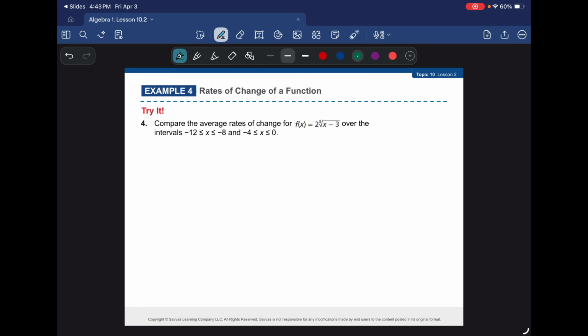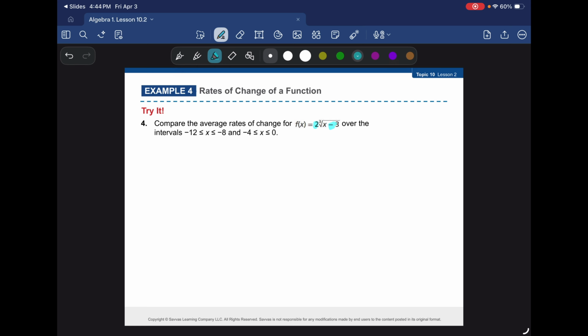Okay, example 4, try it. I'm just going to help you set up the problem, and then you can practice on your own. I'll give you the answers so you can check. Compare the average rates of change for f of x when the function is 2 times the cube root of x minus 3. Just really quick, let's think about what's happened to our graph compared to the parent function. We have shifted the graph 3 units to the right, and since we have this 2 multiplied by the whole function, we are vertically stretching the function as well.